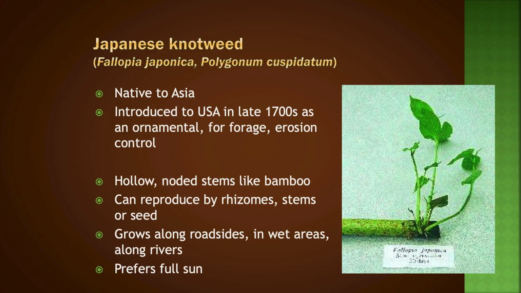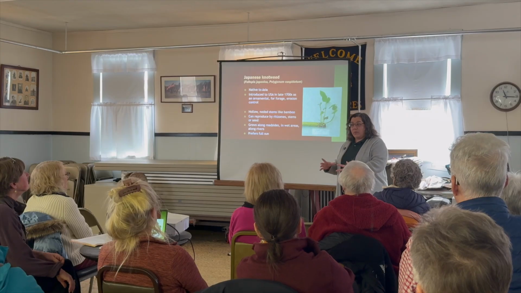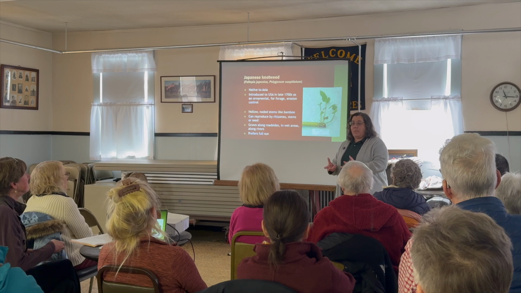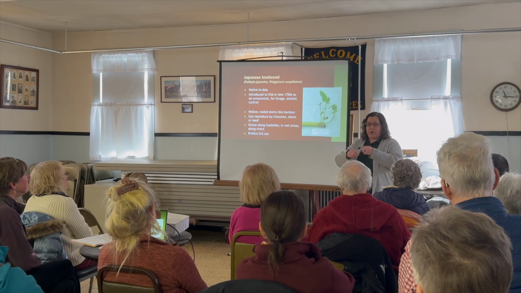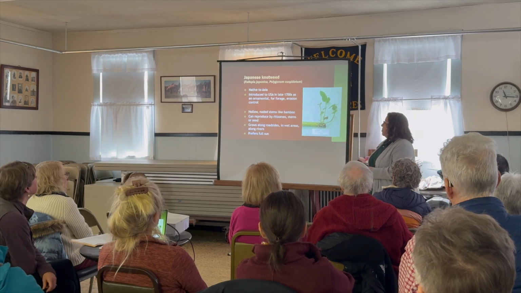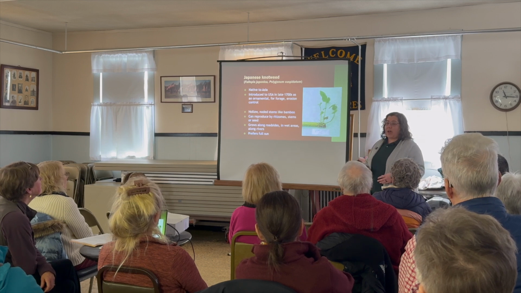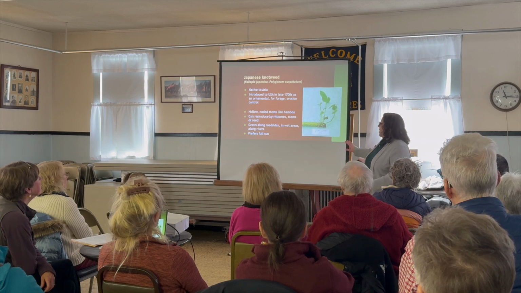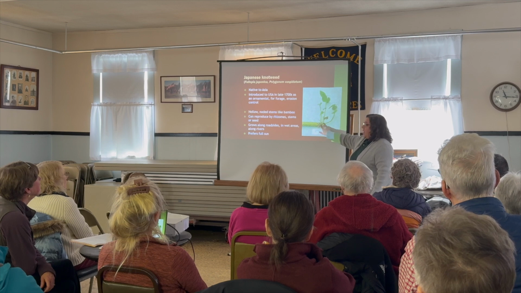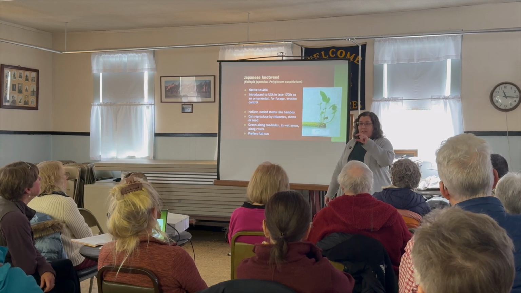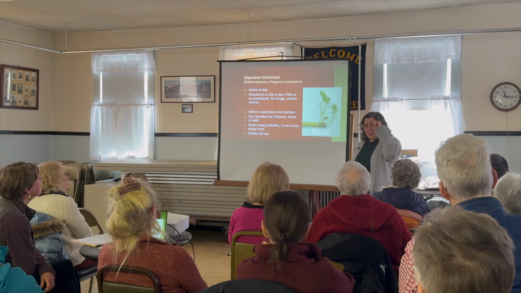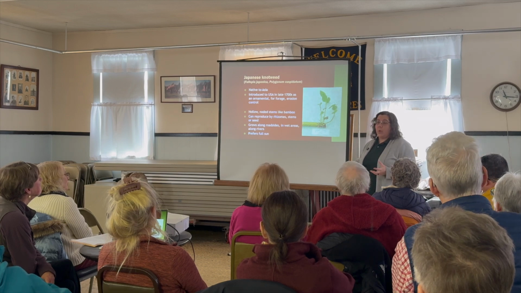Japanese knotweed has hollow stems with nodes like bamboo, but it's not at all related to bamboo, which is actually a type of grass. And knotweed can reproduce by rhizomes, which are like an underground stem base where new shoots can pop up, but it also can reproduce by seed. And also, like I showed before with that photo, any part of the stem that has a leaf node on it, even if it's just like an inch tall, can grow into a whole new plant.